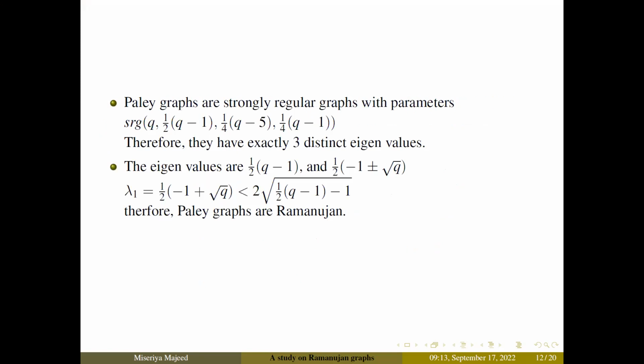And it is clear that the Paley graphs are strongly regular graphs. Its parameters are SRG of q, 1/2 (q minus 1), 1/4 (q minus 5), and 1/4 (q minus 1).